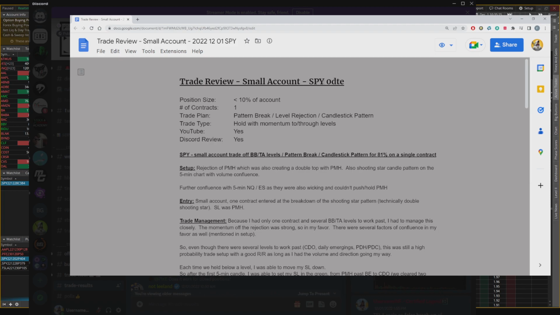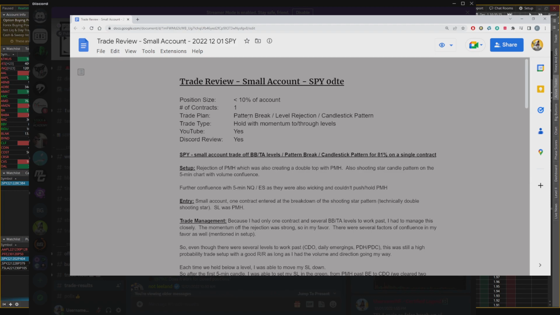Trade review, small account, SPY, 0 DTE, position size less than 10% of account. That's really critical for risk management. The reason I'm on my small account is because I'm working on process over profits right now. Profits are scalable. Process is deadly. So I need to get my process refined. I'll probably do this every once in a while: go back to the small account, refine the process, get better. If you're not getting better, you're getting worse, right? So the number of contracts on this was 1, because it's my small account, so I can only afford 1 on SPY.